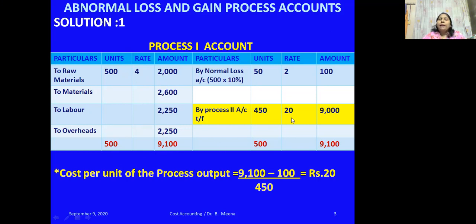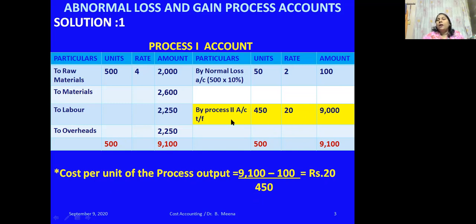Then how can I calculate the rate per unit for the output? 9,100 minus what I have credited so far, 100, divided by 450. That's what I mentioned in the workings. Cost per unit of process output: total of the debit minus the amount credited so far, 100, divided by, for what am I calculating the rate per ton, only the output. So 450. So rate per unit is 20.